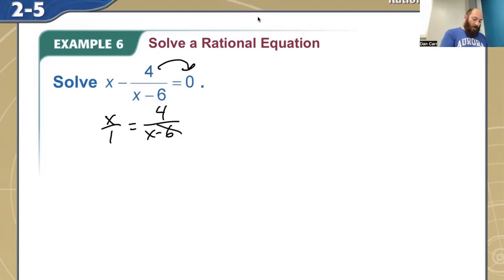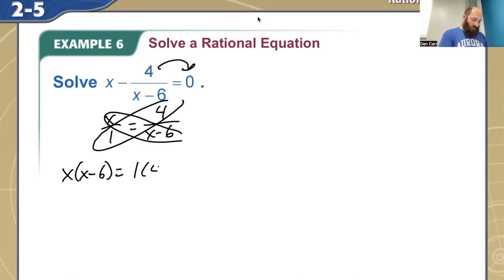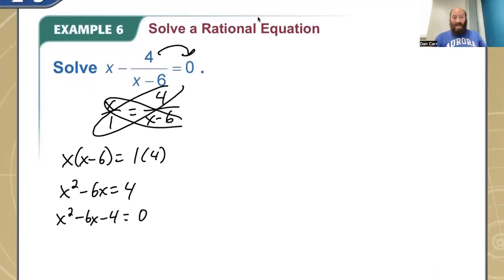Now we can cross multiply. If I have it as a proportion, we can do our cross multiplication. So x times x minus 6 is equal to 1 times 4. So x squared minus 6x equals 4. It's a quadratic, so if I want to solve that, I'm going to bring the -4 to this side and make that equal to 0. Because I cannot factor this, I'm going to go ahead and do my quadratic formula in this case.